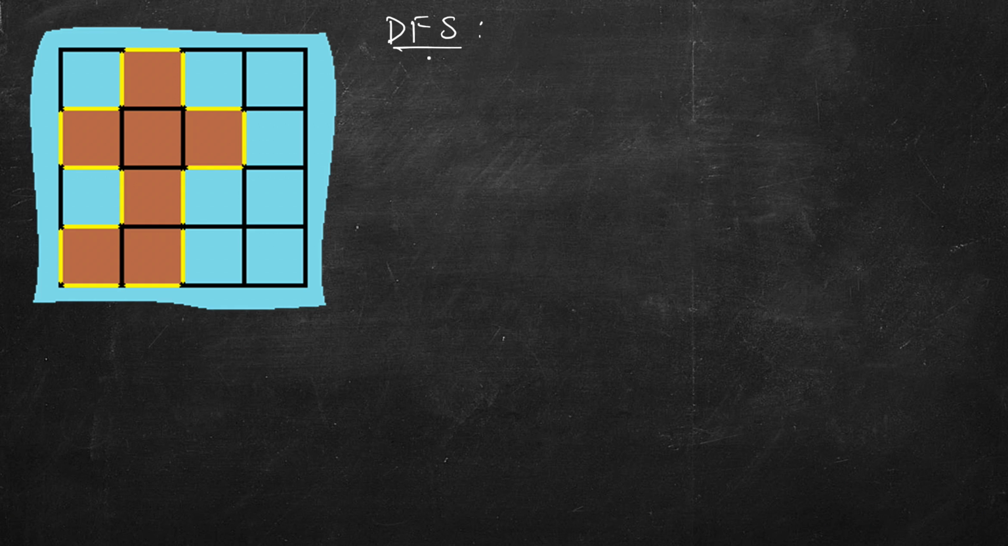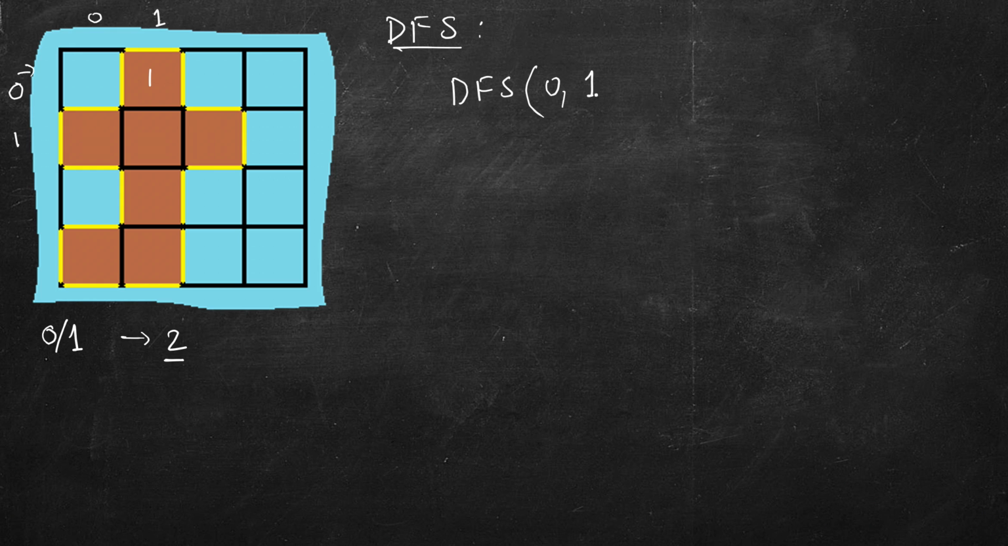And in DFS we need to keep track of visited nodes. So initially these are 0 or 1 values. Whenever we visit a land, we mark it as 2. That will denote visited. So we look at this row, we start row wise, and whichever is the first cell where there is a 1 or a land, we start DFS from there. So we start DFS from the 0th row and 1st column.